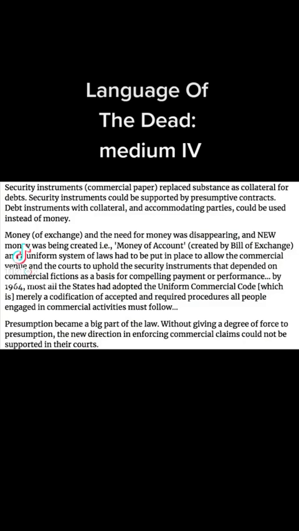By 1964, most all the states had adopted the Uniform Commercial Code, which is merely a codification of accepted and required procedures all people engaged in commercial activities must follow. Presumption became a big part of the law. Without giving a degree of force to presumption, the new direction in enforcing commercial claims could not be supported in their courts.